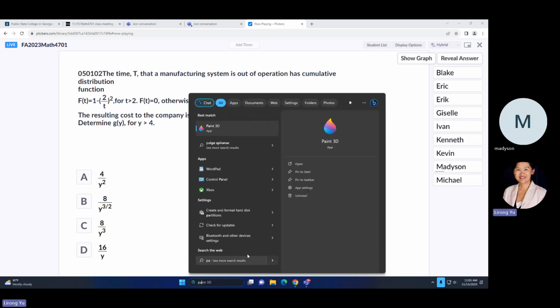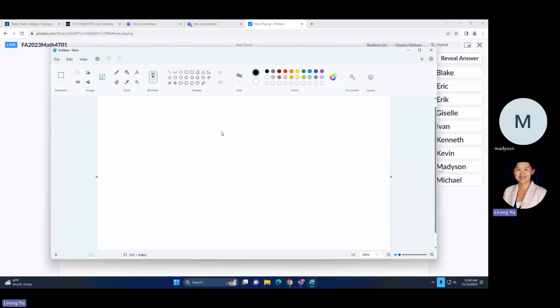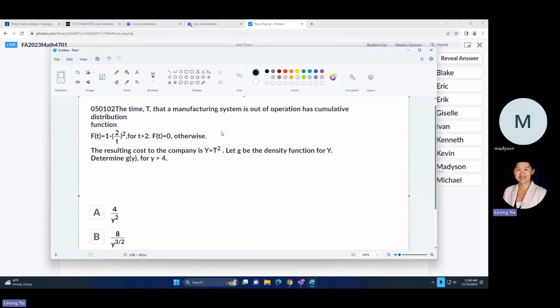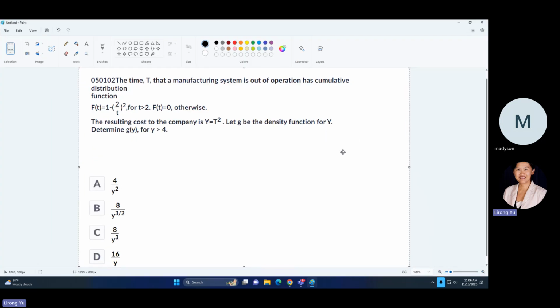First, we will look at the function to see if it's monotone. If it's increasing or decreasing, then we can directly use the density function of T to find the density function for Y. But if it's not monotone, we should work with the CDF. Now, T already has a CDF. The cumulative distribution function for T is already there.